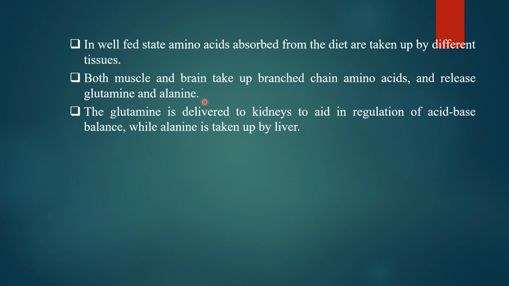While in the well-fed state, the amino acids absorbed from the diet are taken up by different tissues. Both muscles and brain take up branched-chain amino acids and release glutamine and alanine. The glutamine is delivered to the kidneys to aid in regulation of acid-base balance, while alanine is taken up by the liver. So this is about the amino acid pool. Thank you.